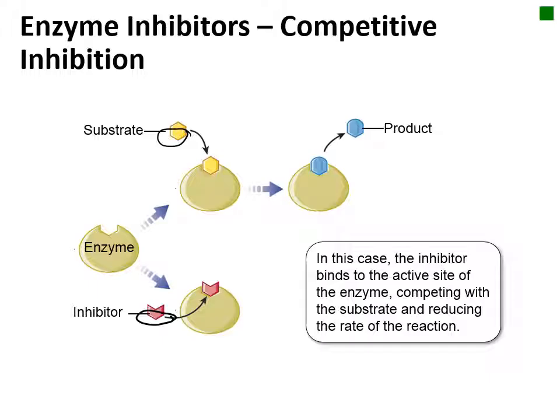When this occurs, the substrate is no longer able to bind, and no chemical reaction to produce product takes place. Although the inhibitor binds, it is not catalyzed by the enzyme. This is called competitive enzyme inhibition because the substrate and the inhibitor are both competing for the enzyme active site.